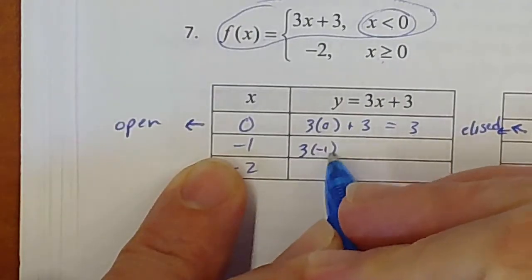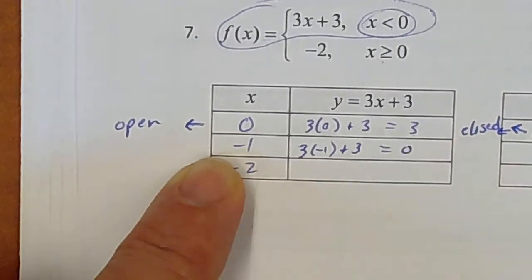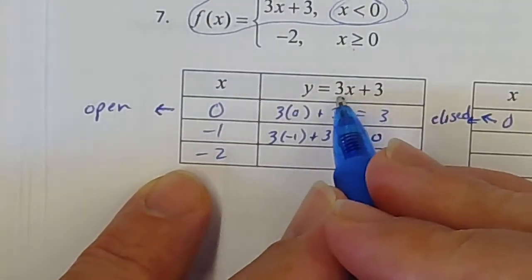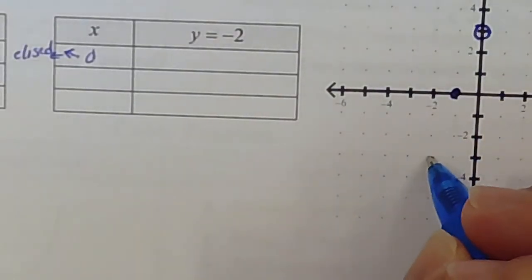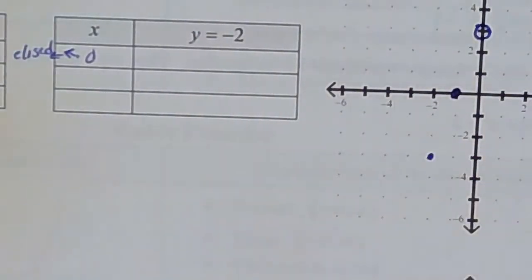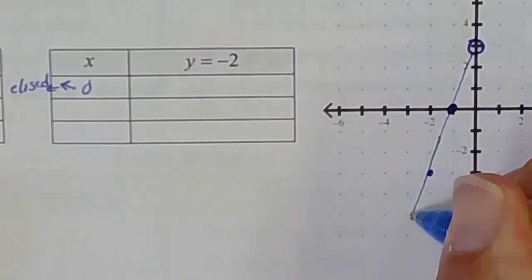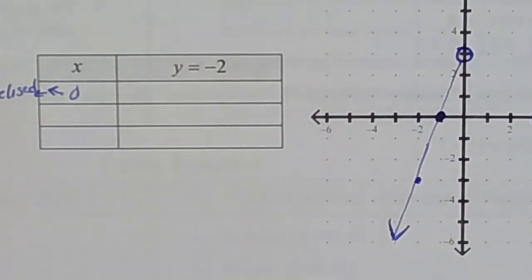Okay, let's go on to negative 1. 3 times negative 1 is negative 3. Negative 3 plus 3 gives me 0. So negative 1, 0, we have a coordinate. And then throwing in negative 2 gives me negative 6 plus 3, so that's going to be negative 3. So negative 2, negative 3. Okay. And it does continue on for all x to the negative direction, so we should have an arrow on the end to show it keeps going. All right, so that's what I mean by chopped off.